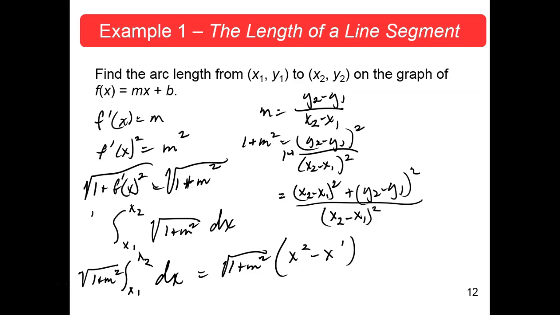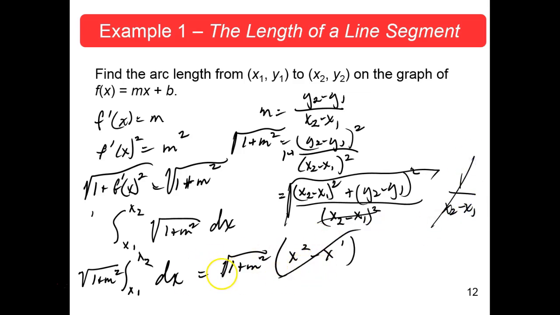I'm going to take the square root of this then. Okay. That's the next step. Taking the square root of that. This is the long way to do this. And of course the square root of the denominator is just going to be x2 minus x1. And that's exactly what cancels that out. And so you wind up with the square root of x2 minus x1 squared plus y2 minus y1 squared. Okay?